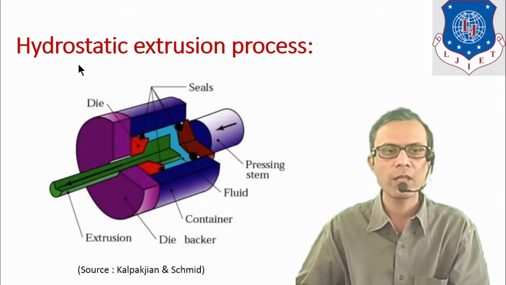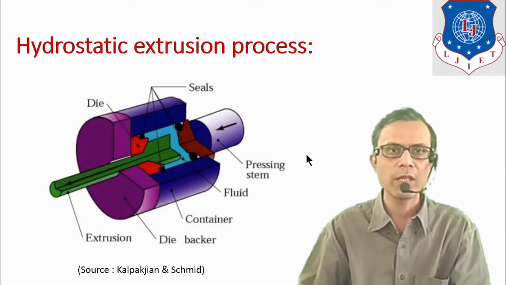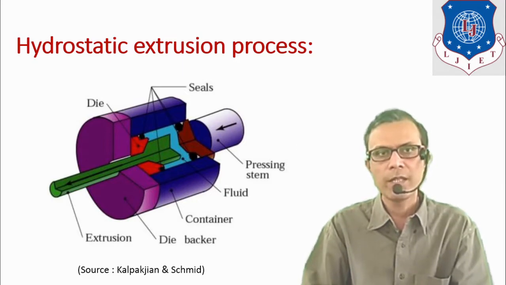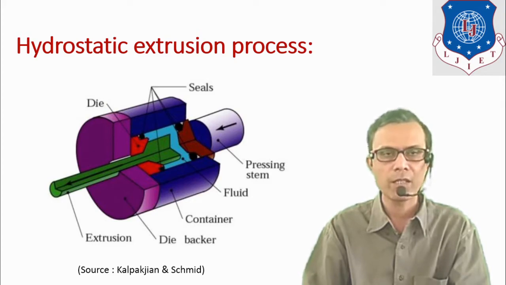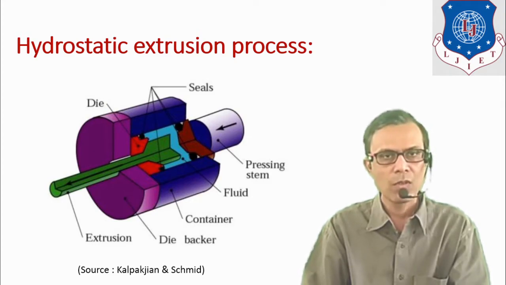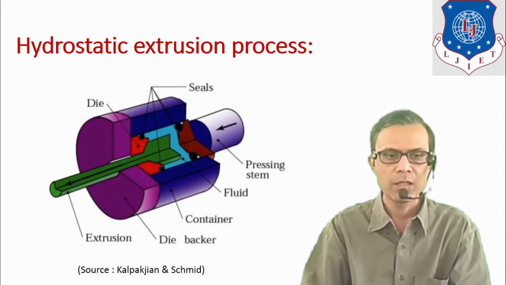Next process is the hydrostatic extrusion process. As we have seen, in the direct extrusion process or indirect extrusion process, there is a frictional force between the billet and the container wall. So to minimize this problem, the hydrostatic extrusion process is used, in which fluid is used between the billet and the container wall. So the billet doesn't remain in direct contact with the container walls.